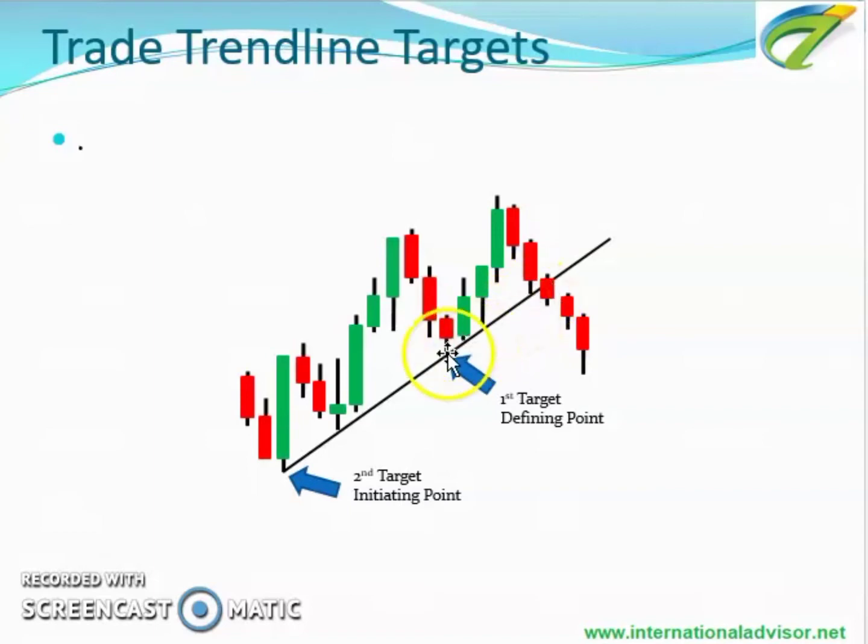there are two built-in points based upon this trend line. One is the market should come to this point as the first target, and the final and second target is the initiating point. We presume that once the trend line, which is upward sloping, is broken, the first target to come down to is the defining point and the second is the initiating point. This is a very, very important point to understand.